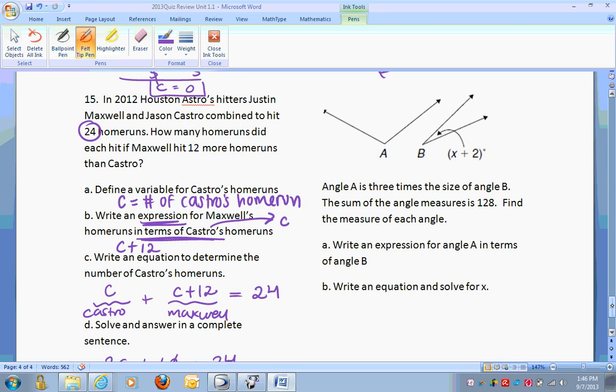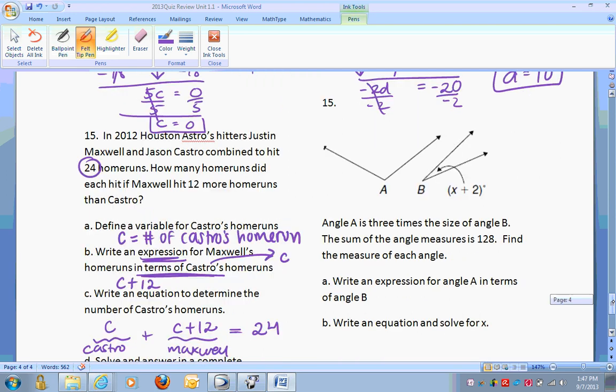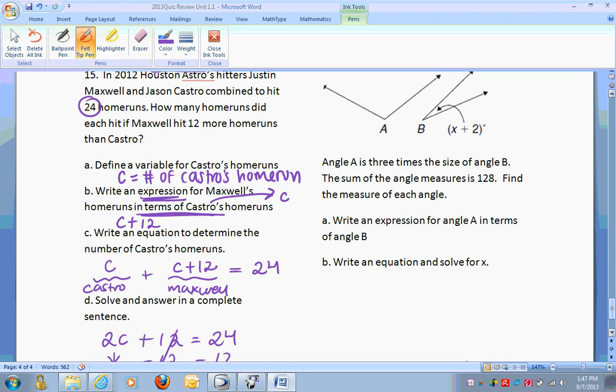Now let's go on to number 15 on the target practice side. It tells me that angle A is 3 times the size of angle B. The sum of the angle measures is 128. Find the measure of each angle. We're going to write an expression for angle A in terms of angle B. Angle B is x plus 2. Angle A is 3 times the size of angle B. So we're going to do 3 times angle B, which is x plus 2.